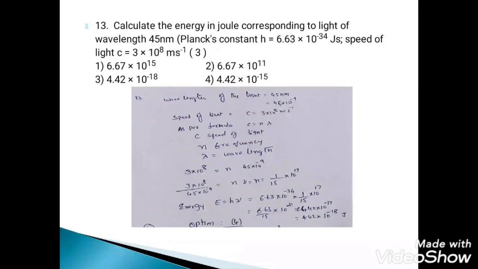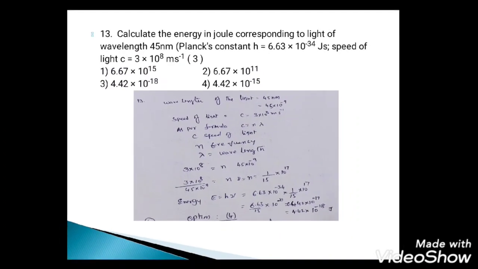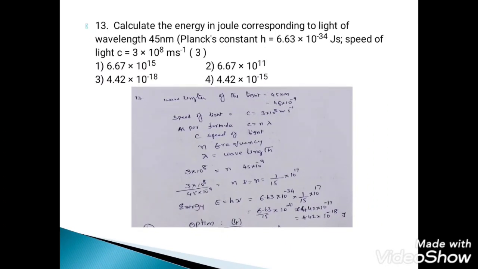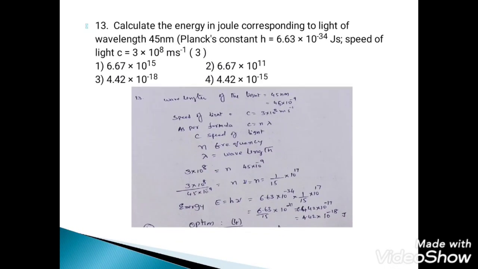Energy E is equal to h nu. We can substitute the data: h is given in the problem itself, and we have found out the frequency. Substituting in this and doing the calculations, we will get 4.42 into 10 to the power of minus 8 joule, as it is shown in the problem. So option is 4.